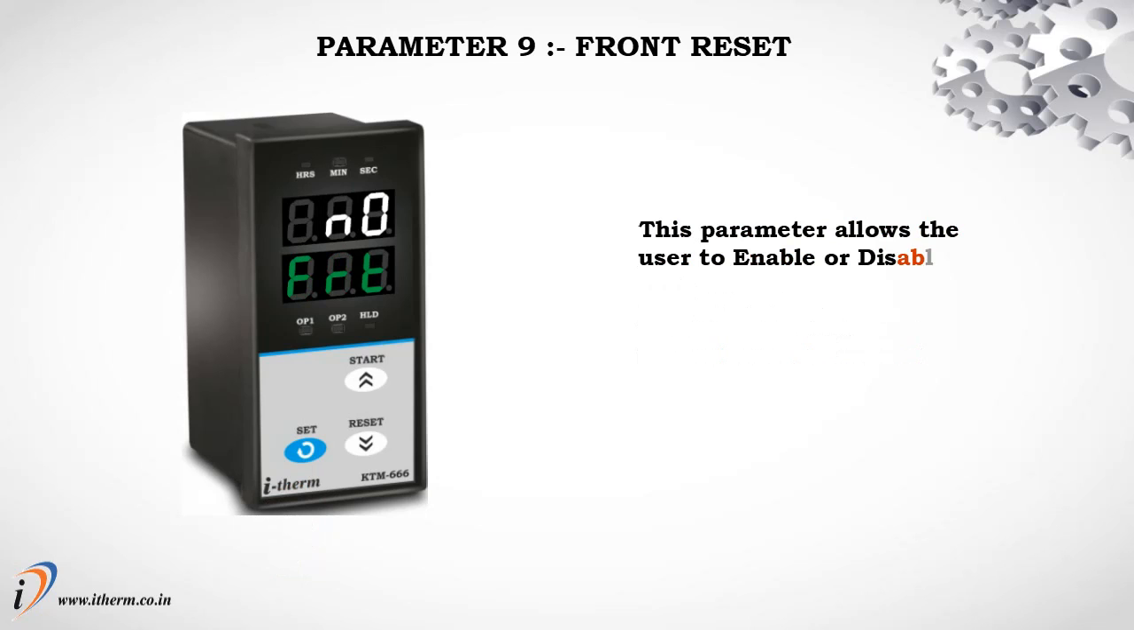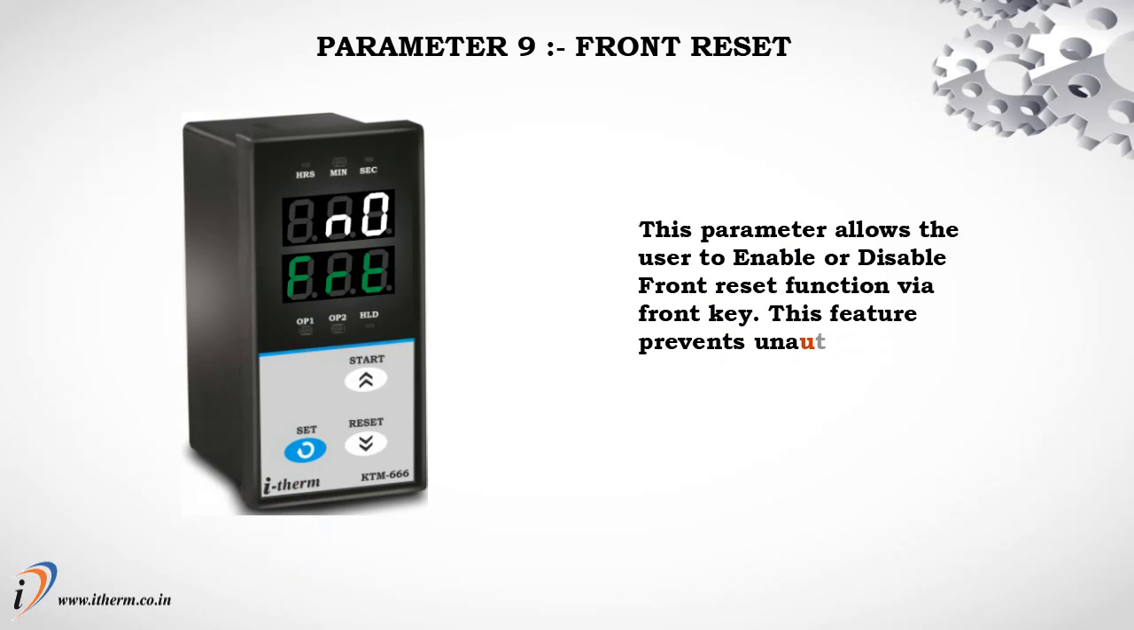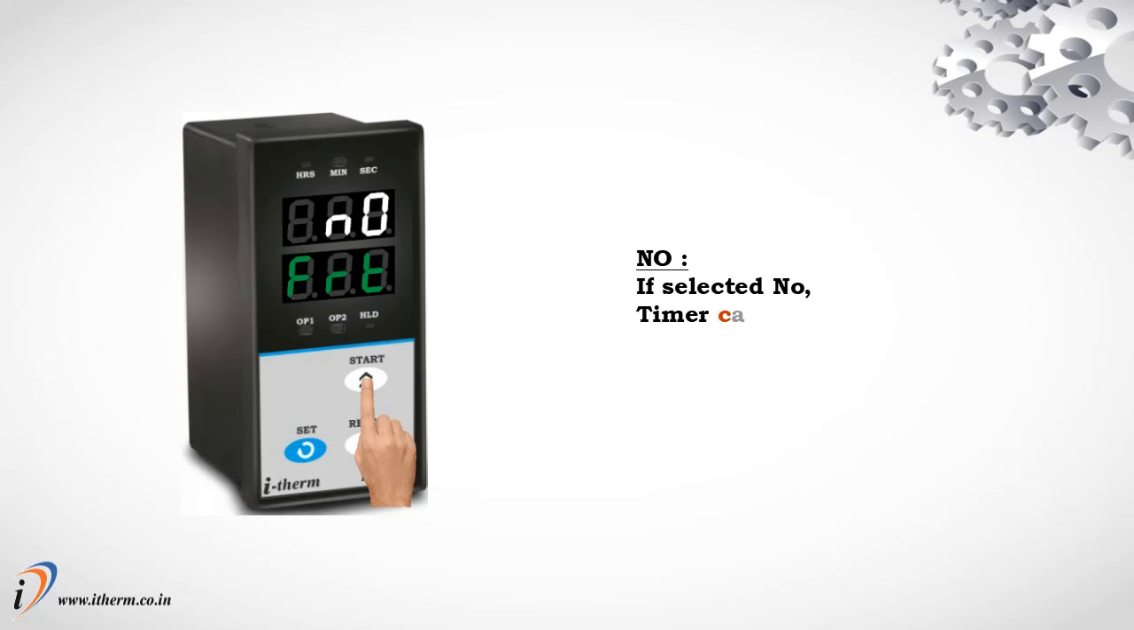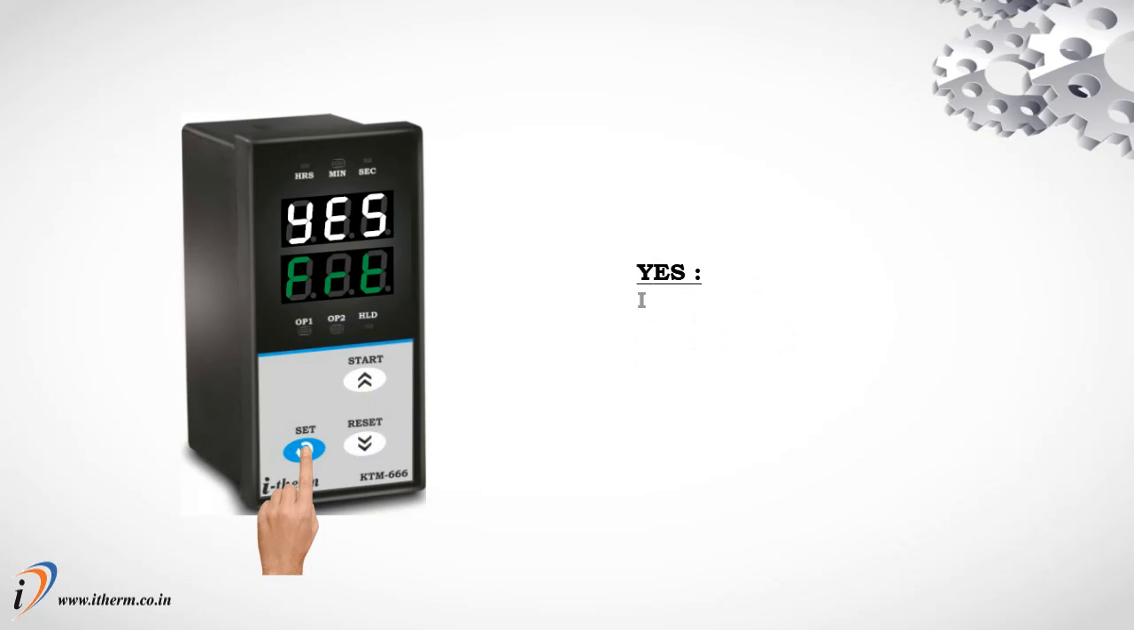Parameter 9, front reset. This parameter allows the user to enable or disable the front reset function via the front key. This feature prevents unauthorized attempts to reset the timer during run mode. If selected no, the timer cannot be reset through the front panel. If selected yes, the timer can be reset through the front panel.